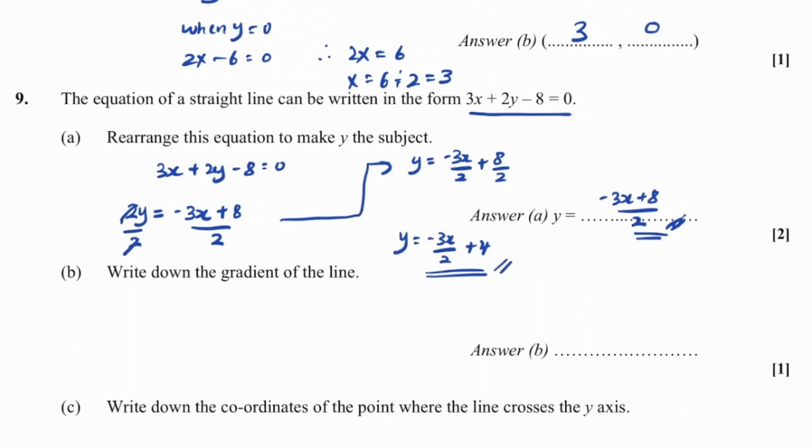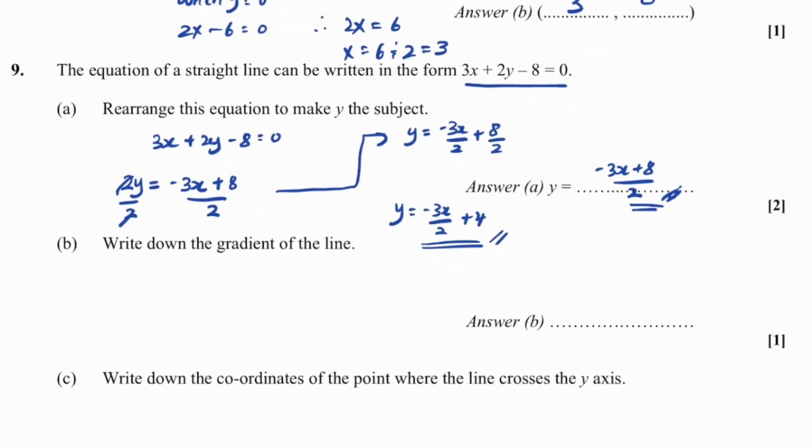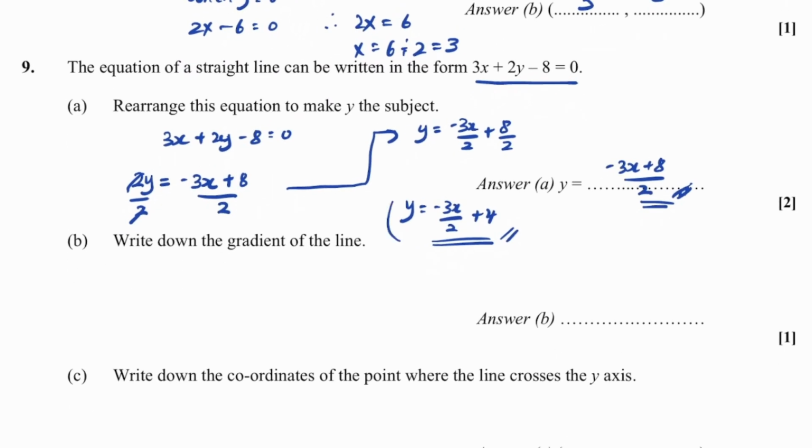And write down the gradient of the line. So based on this, of course you really have to use this one in order to see clearly. You know that y is equal to mx plus c. So there has to be some sort of consistency in there. So the coefficient of the variable x, which means the number in front, will be the gradient. So the gradient of the line will be negative 3 over 2.